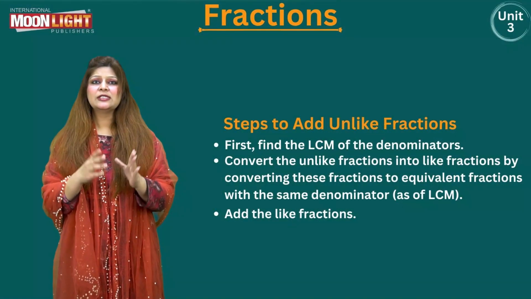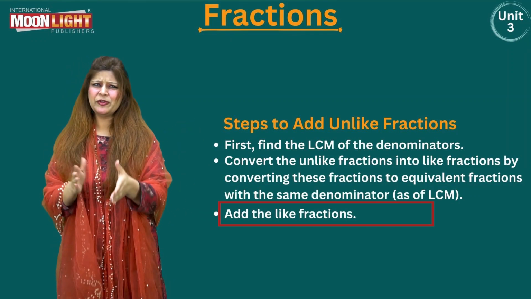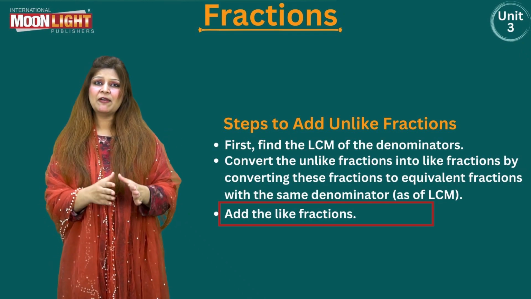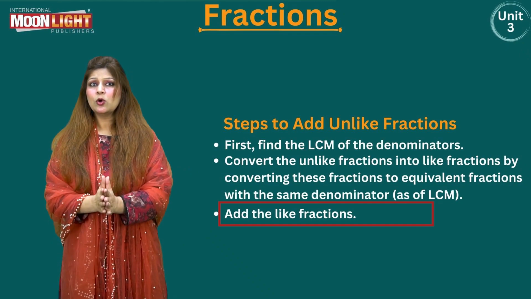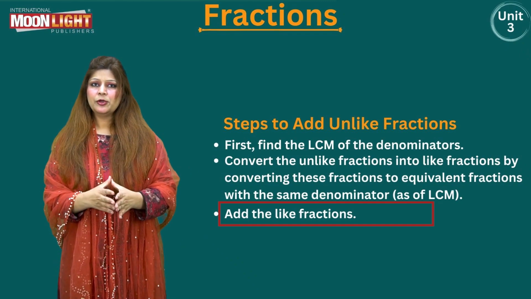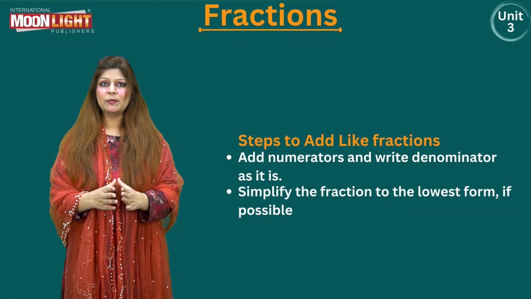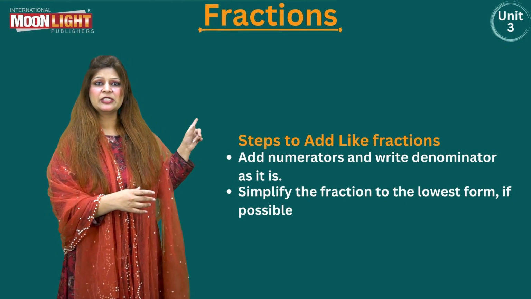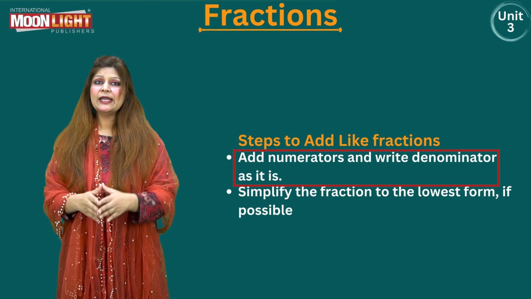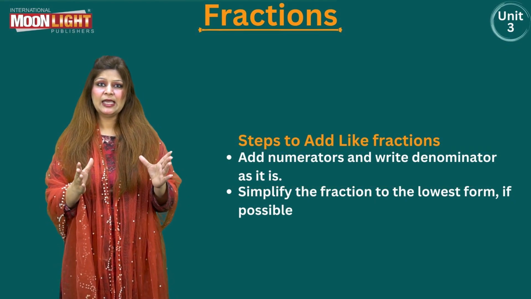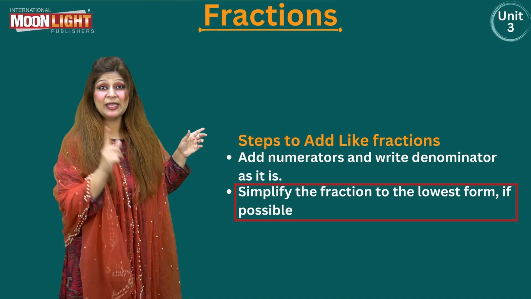Now, the third step is add the like fractions, and you already know how to add the like fractions. Don't worry, I'm going to recall it for you because we have already studied in the previous class how we add the like fractions. So now I'm going to recall the steps to add like fractions. Because like fractions have the same denominators, the first step is add numerators and write the denominator as it is. The second step is simplify the fraction to the lowest form if possible.